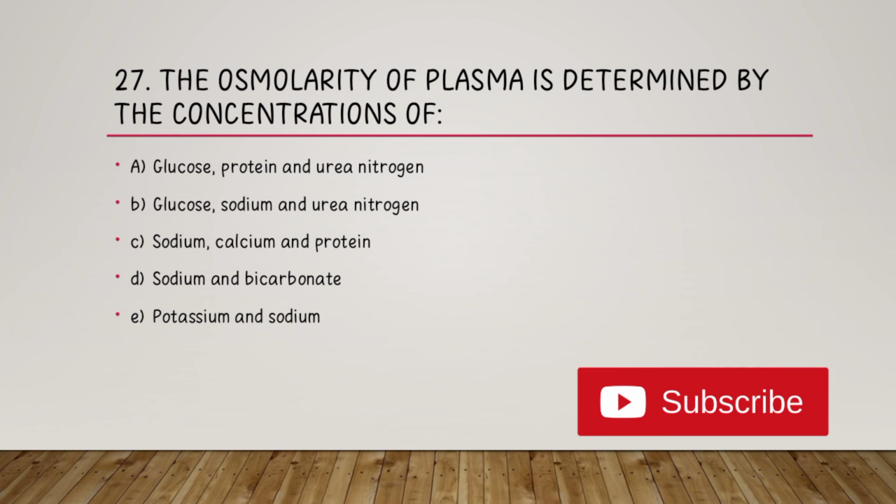Number 27. The osmolarity of plasma is determined by the concentration of A, glucose, protein and urea nitrogen, B, glucose, sodium and urea nitrogen, C, sodium, calcium and protein, D, sodium and bicarbonate, E, potassium and sodium. So what do you think is the right answer here? The answer to this question is B, glucose, sodium and urea nitrogen.